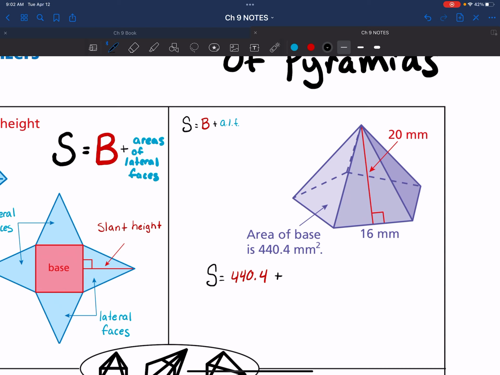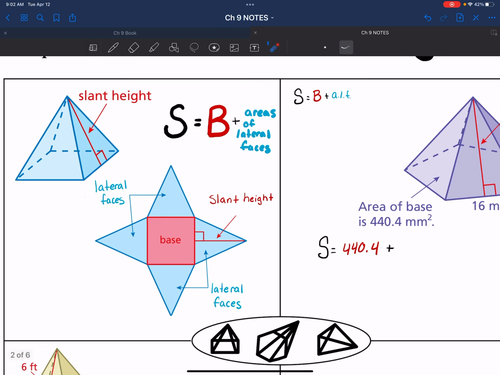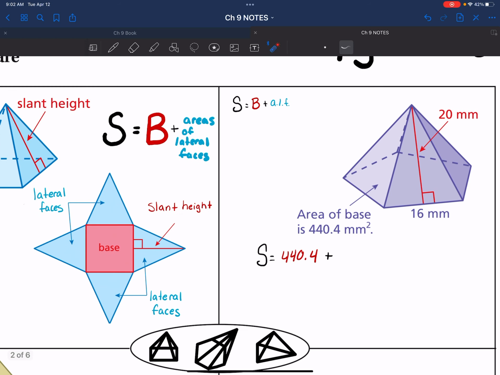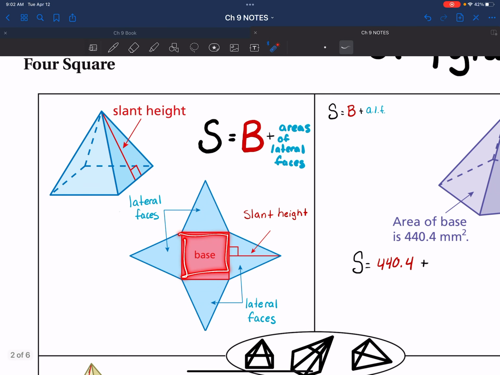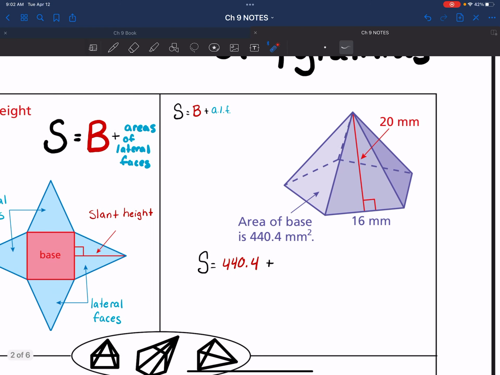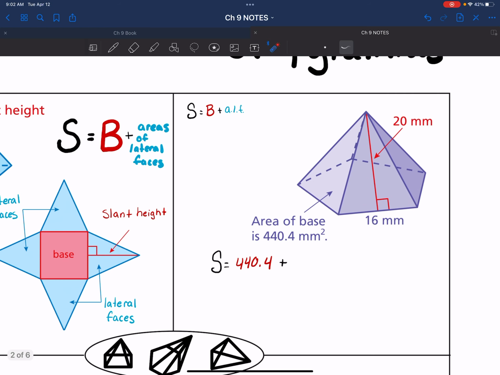Remember, if I opened up this pyramid, I'd have a bunch of triangles. How many triangles would I have? Well, that depends on how many sides my base has. How many sides does the base have? 1, 2, 3, 4, 5. That means when I open it up, there will be 5 triangles coming out of the sides. Just like over here, there were 4 sides to the base, and do you see how each side had a triangle coming out of it? There were 4 over there. There are going to be 5 over here. So technically, I just need to find the area of one of these triangles and then multiply it by 5, because there are 5 of them.